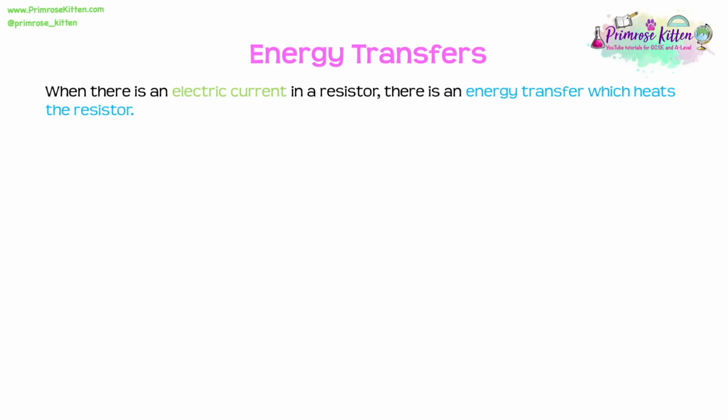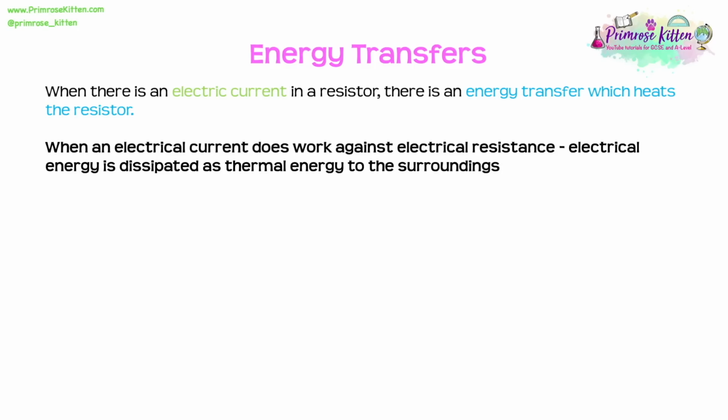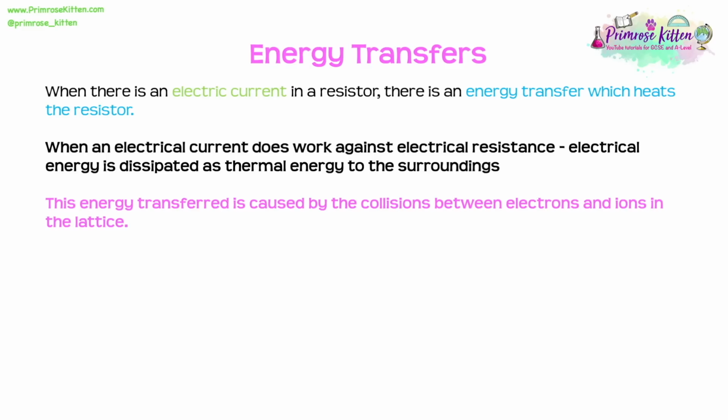When there is an electric current in a resistor, there is an energy transfer which heats the resistor. When an electrical current does work against electrical resistance, electrical energy is dissipated as thermal energy to the surroundings. This energy transfer is caused by the collisions that occur between the electrons and the ions in that lattice.